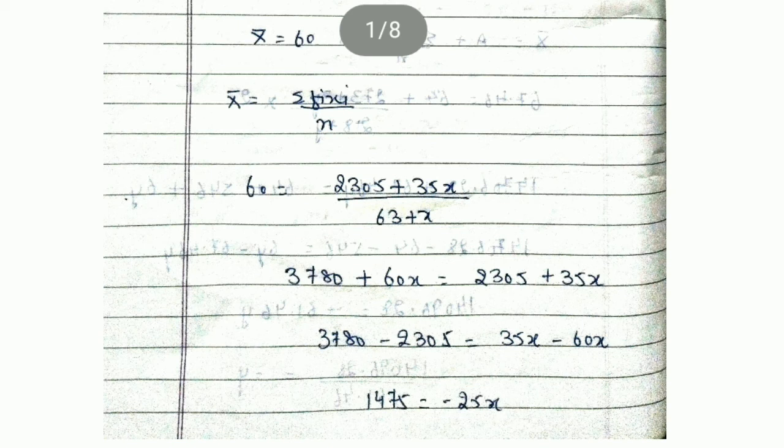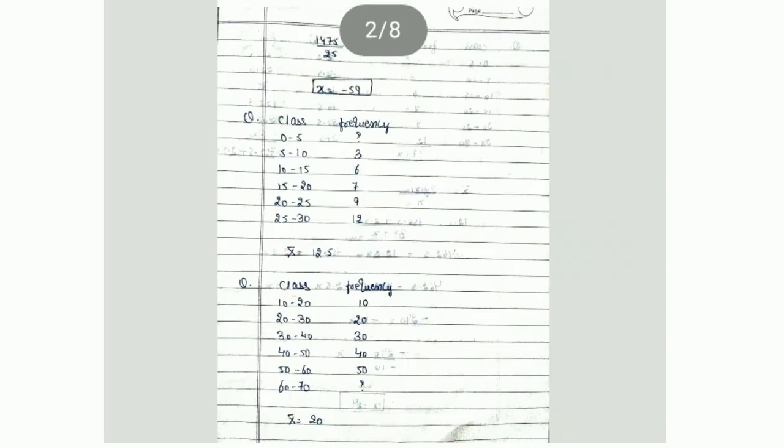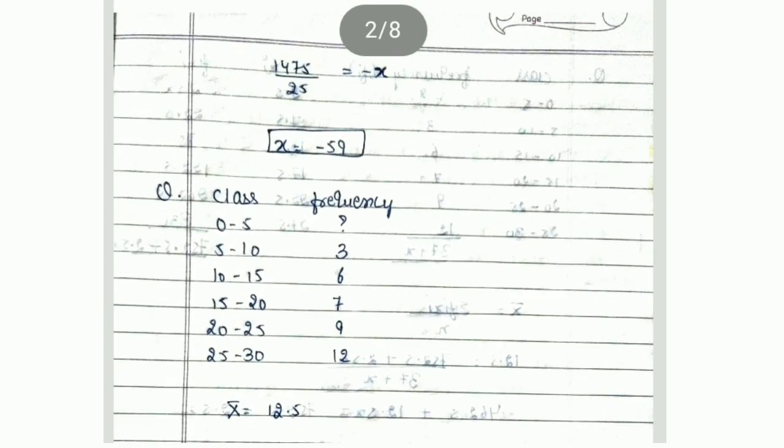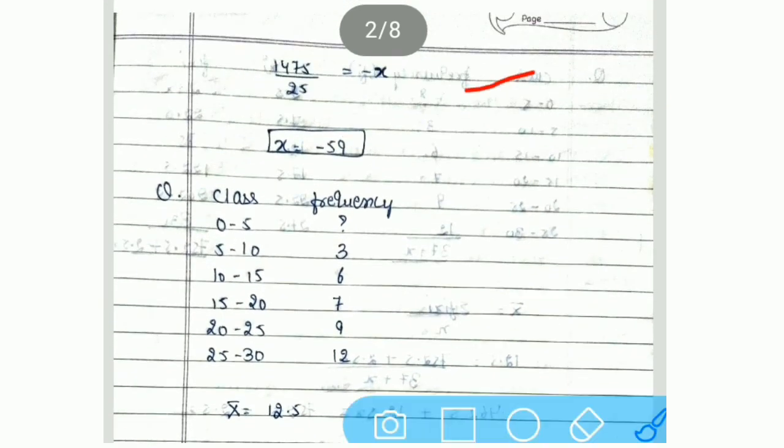Now 25 is in multiplication here. If you take it to the other side, it will go into division. So look, this value will come in division. So here 1475 divided by 25 equals minus x. Now if you want to keep the minus, you can keep it as minus, or if you don't want to keep the minus, you can put minus 25 here, but ultimately your answer will come with the minus. So x equals minus 59.